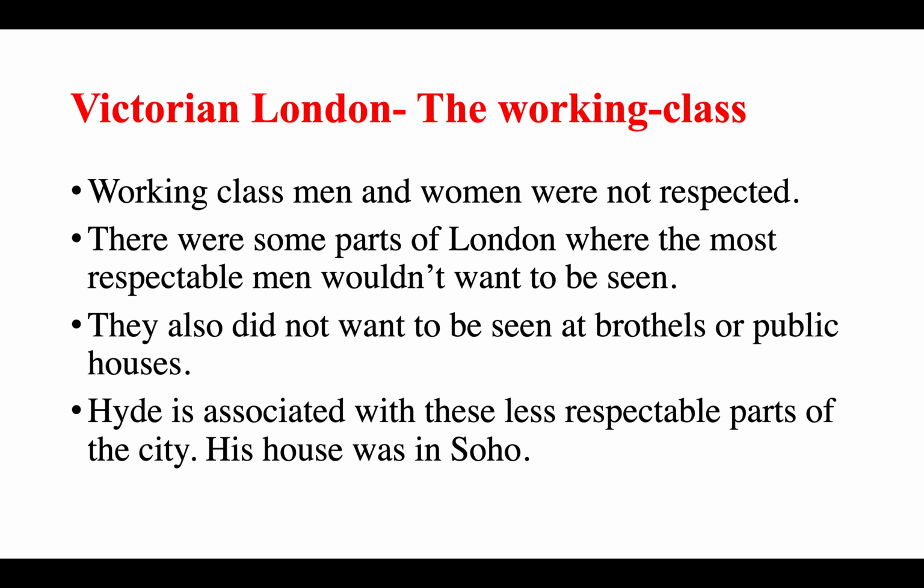So the working class men and women were not really respected during this time. There were some parts of London where the most respectable men wouldn't want to be seen. So the middle class and upper class men wouldn't want to be seen in certain parts of London because these parts of London were seen as quite degradable. They also didn't want to be seen at brothels or public houses. Hyde is associated with these less respectable parts of the city. His house was in Soho, okay?